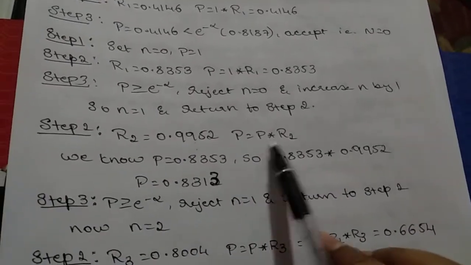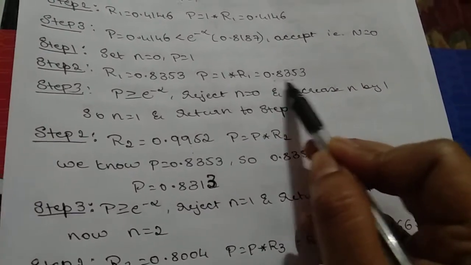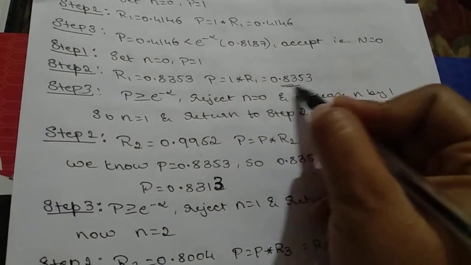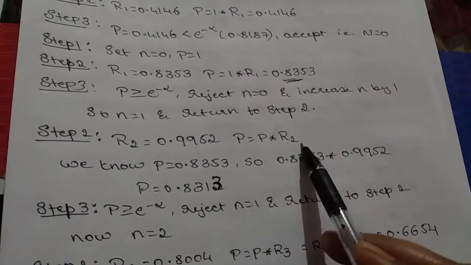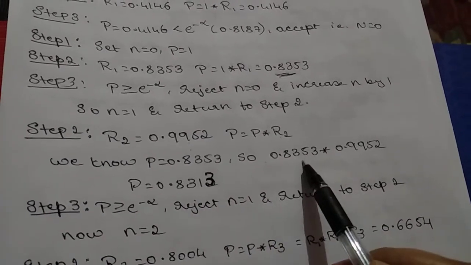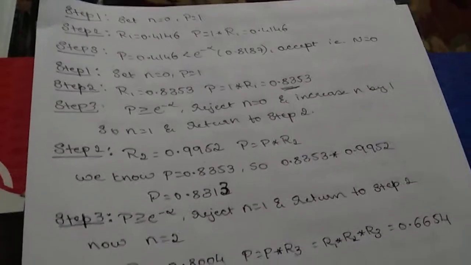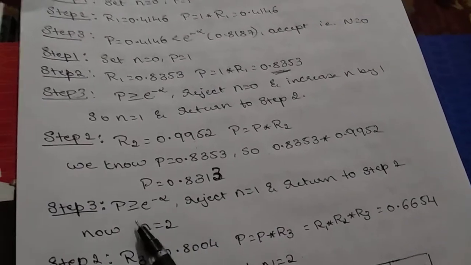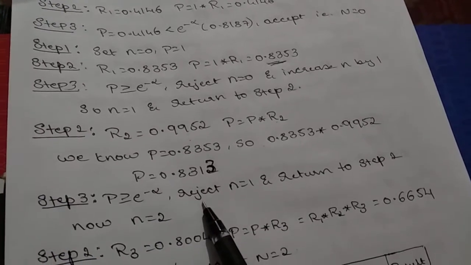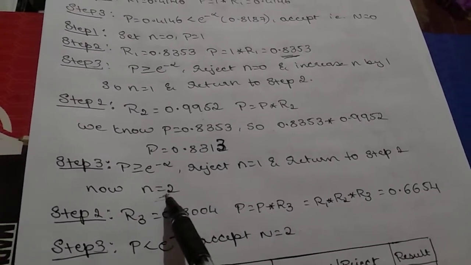Then P is equal to P into R2. What is the value of P here? This is the value of P. Now P is not equal to 1. The P value has changed to 0.8353. Or else you can do it as R1 into R2. So this P into R2 gives P equal to 0.8313. Okay. Now step 3 again. This 0.8313 is greater than e power minus alpha. Again reject it at n is equal to 1 and return to step 2, but increment the value of n by 1. Now n is equal to 2.